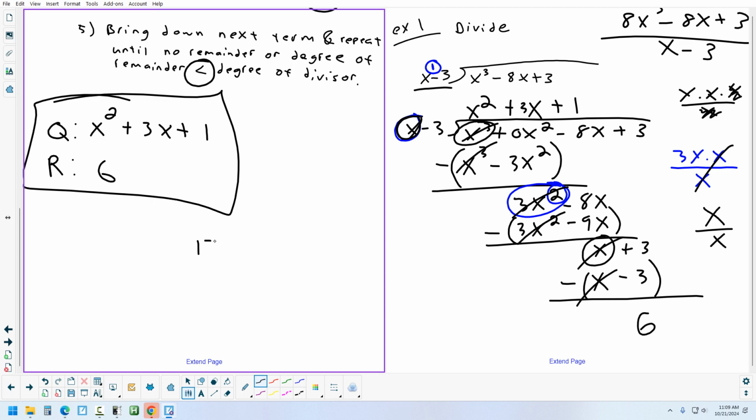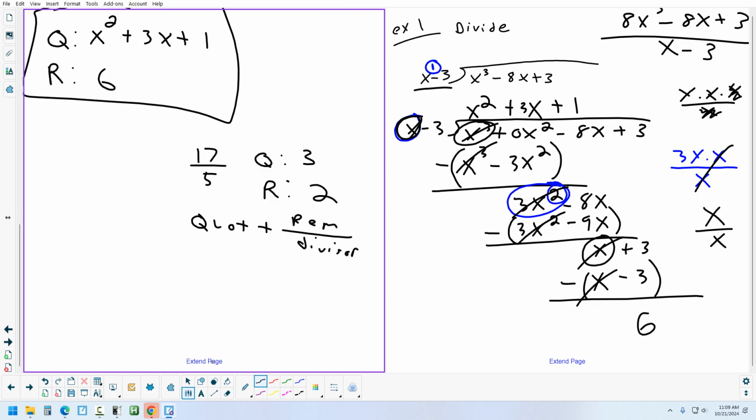If I take 17 and I divide by 5, what's my quotient? 3. And what's my remainder? 2. The remainder has to be a whole number, it can't be a decimal. So the quotient is 3, the remainder is 2. And the way you're taught you can write your answer is take your quotient plus your remainder and put it over your divisor.